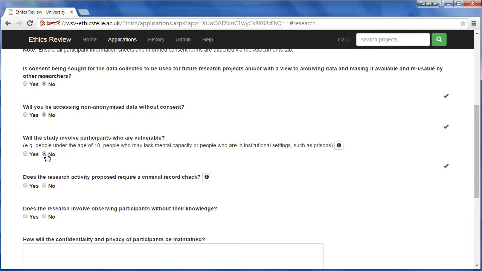If you're going to be conducting your research with children or in healthcare, you might need to undergo a criminal record check. This can be done online through the Disclosure and Barring Service.